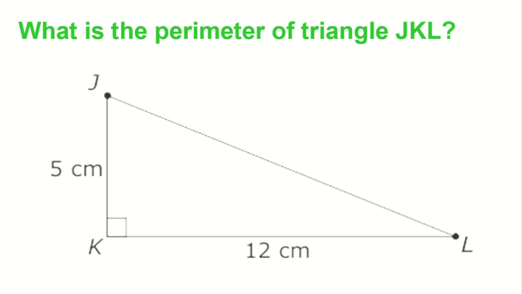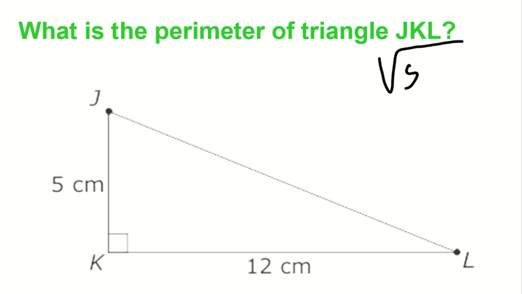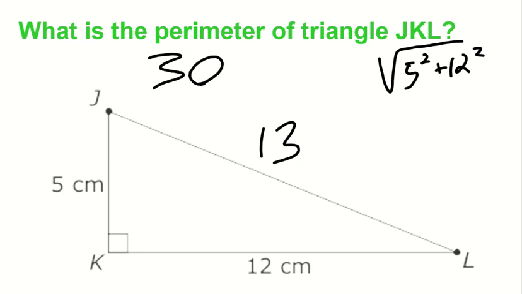All right, so we're missing one side of the triangle, right? So we got to find the hypotenuse. You got square root of 5 squared plus 12 squared. What that does is that gives us 13. We're asking for the perimeter, right? So how would we find perimeter? Add up all the sides. 13 plus 12 is 25. 25 plus 5 gives us that 30. Any questions on that?